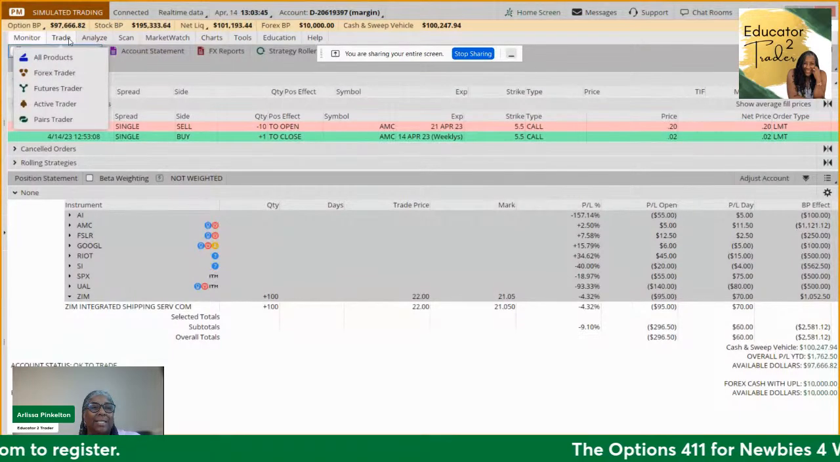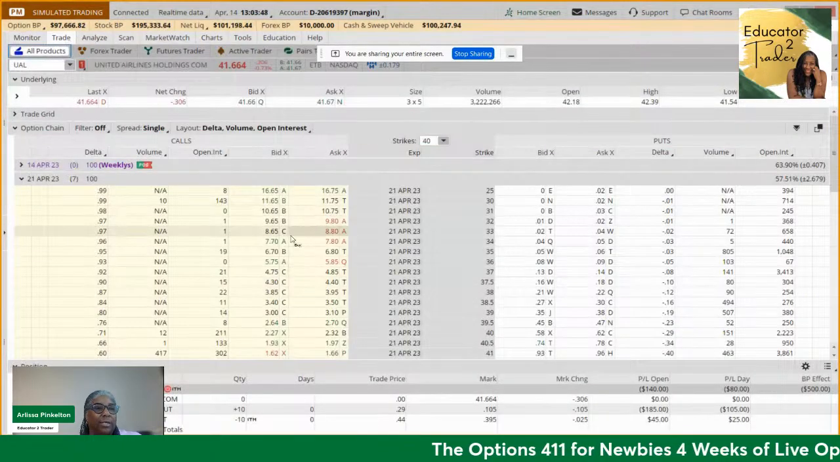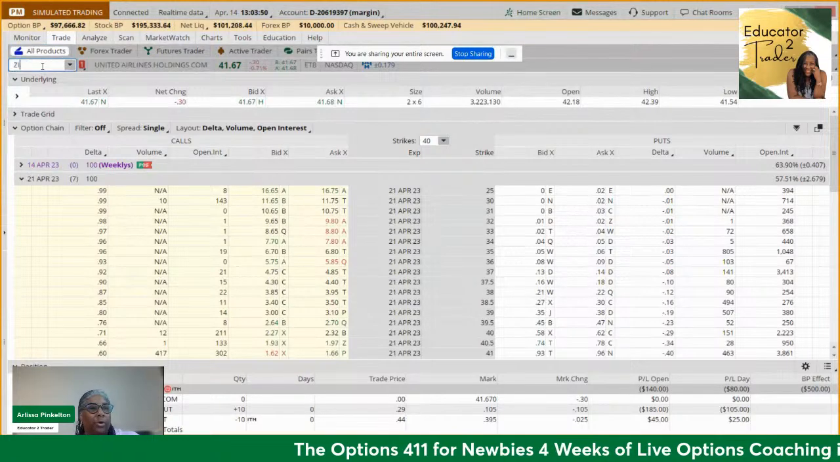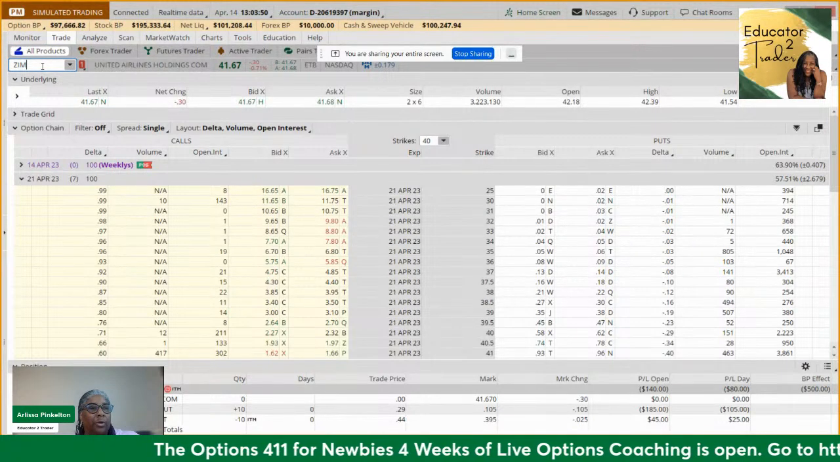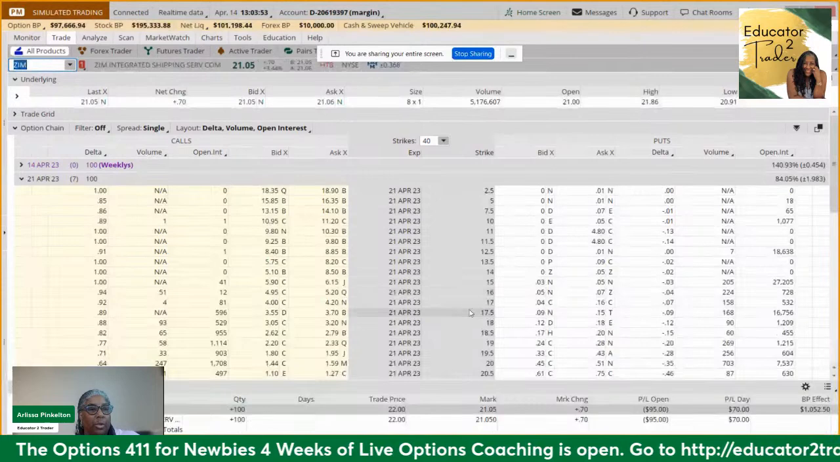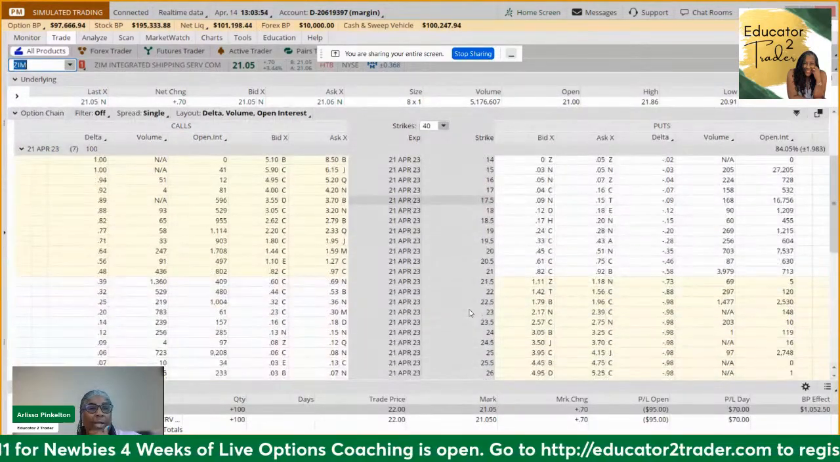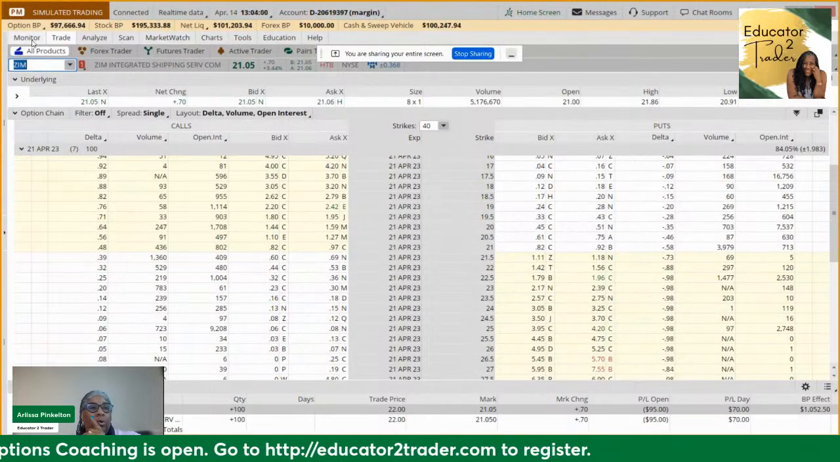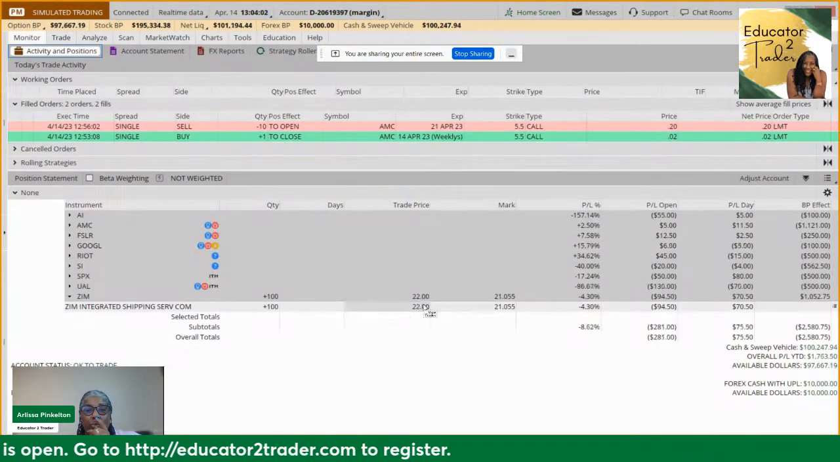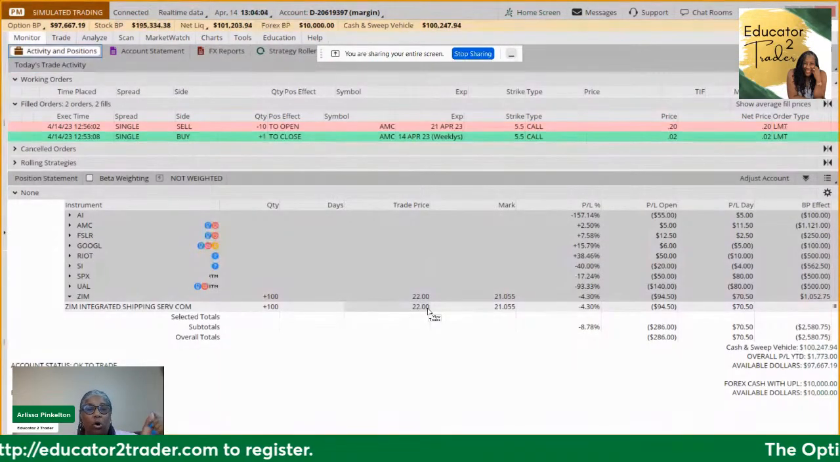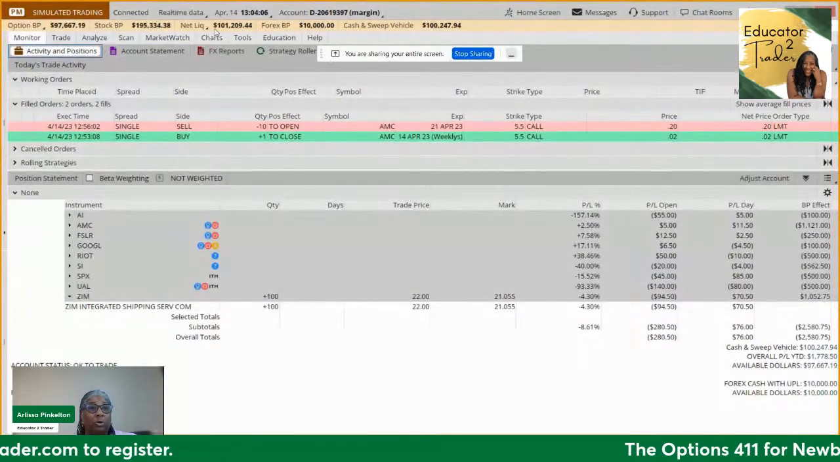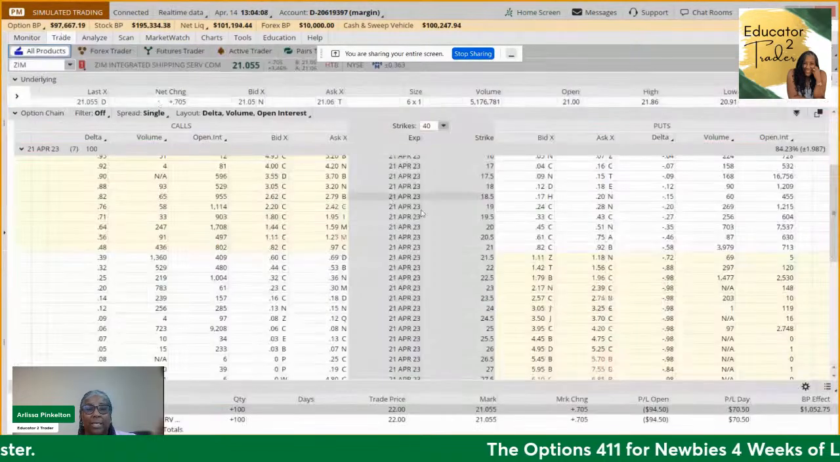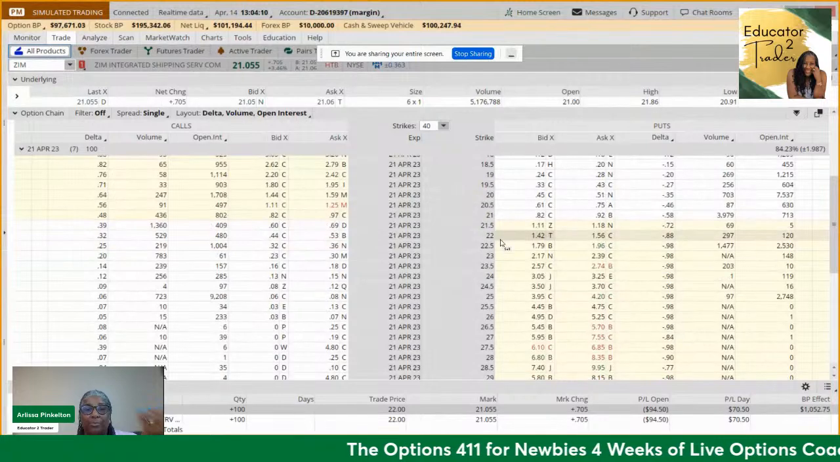Zim is a shipping company. They pay really good money for dividends. They pay really big dividends. That's why they're so popular. Okay, so I went out just 1 week. Remember, our cost basis is $22. So we need to get a covered call at $22 or above. We have to get a covered call above our cost basis.